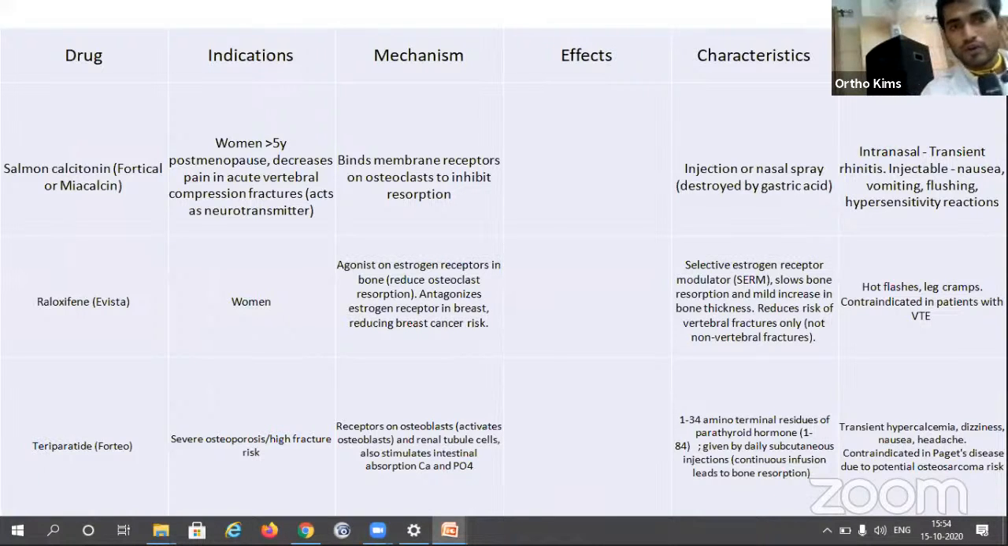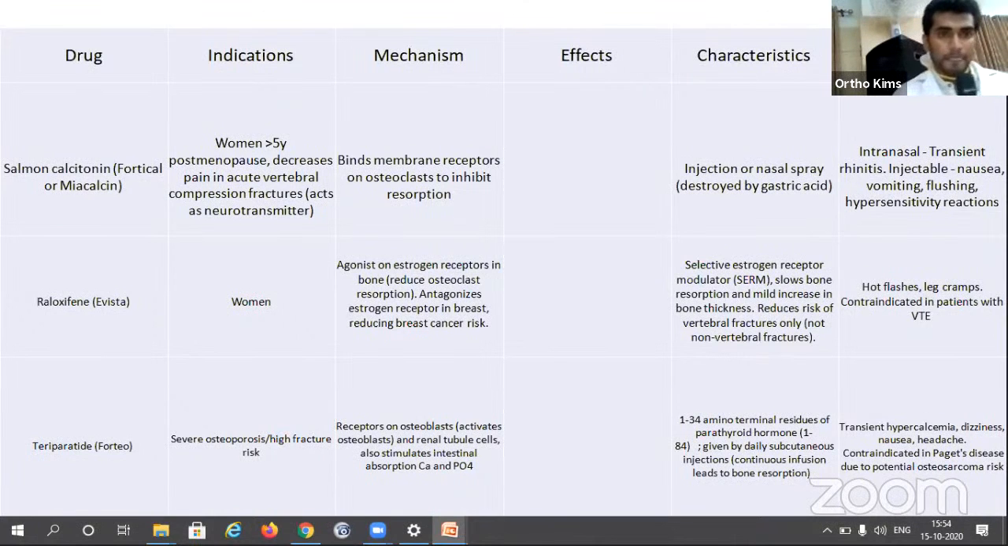It acts as a neurotransmitter. Its mechanism of action is it binds with the membrane receptors on osteoclasts to inhibit the resorption. Injection may be given or nasal spray, but it is destroyed by gastric acid. Intranasal: transient rhinitis; injectable: nausea, vomiting, flushing, and hypersensitivity are its adverse effects.